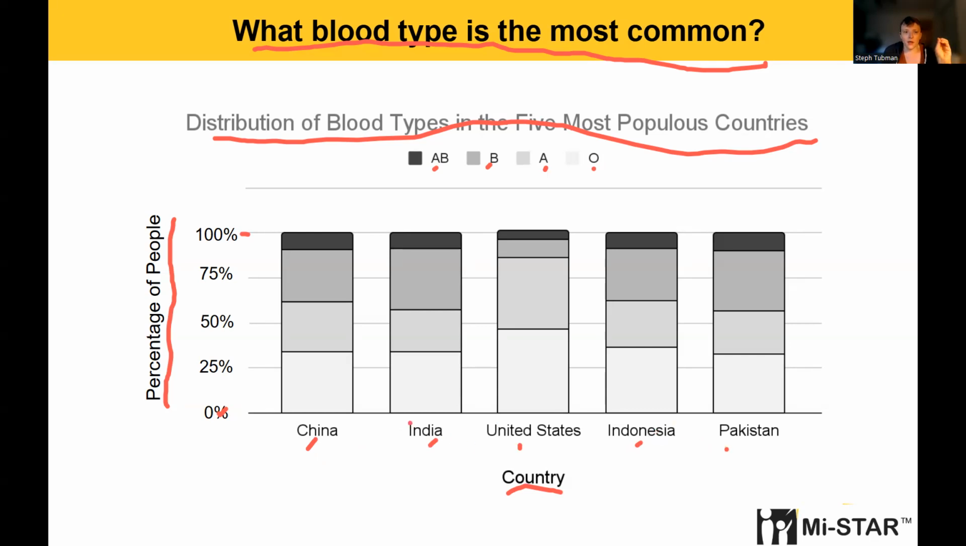So then getting into the graphs themselves, this looks a little bit muddier to me, so I'm going to break it down a little. For O blood type, that's this light gray color here. That's the first one that's stacked. I noticed that most of the countries are pretty similar in height, but the United States is actually a bit taller. That tells me there's a higher percentage of people in the United States with O blood type compared to the other countries. Next, I'm going to look at A.